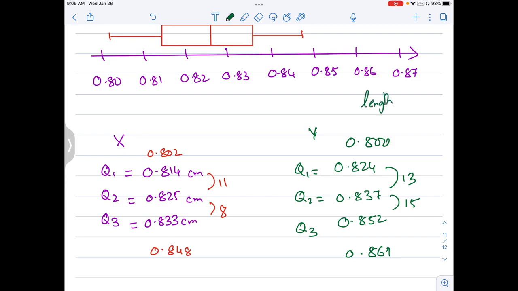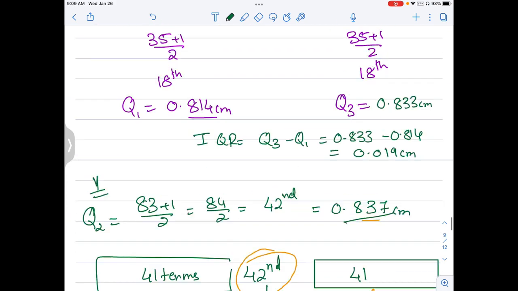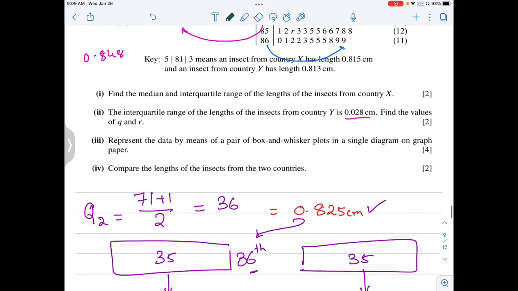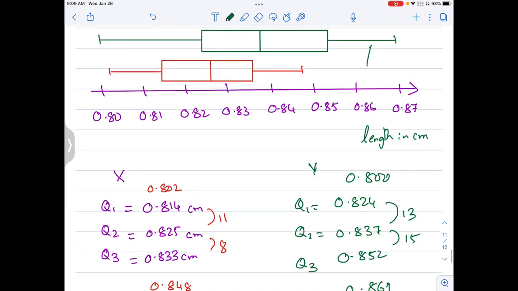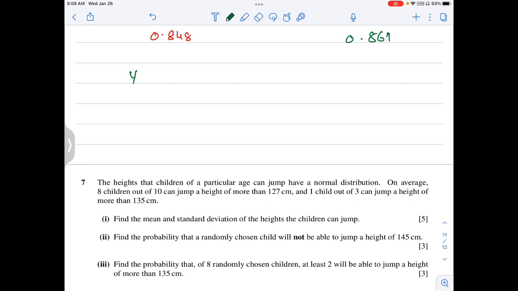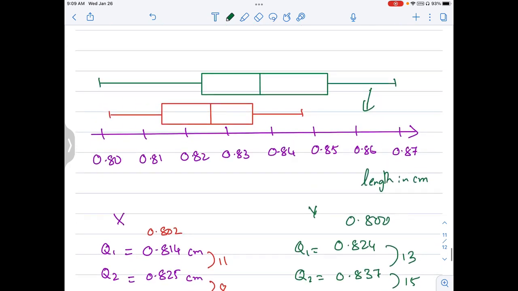Write it out: length in centimeters. Next part, what is he asking? Compare the lengths of the insects from the two countries. From the box plot, we can compare. We can see that Y has longer insects because it goes all the way to 0.870, longer insects on average, and you can see that the width is very big in Y.